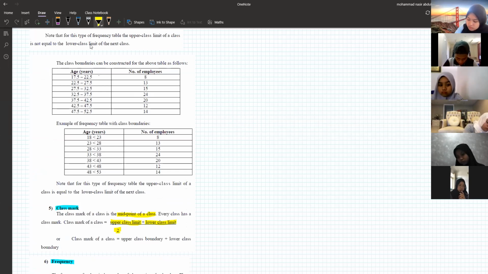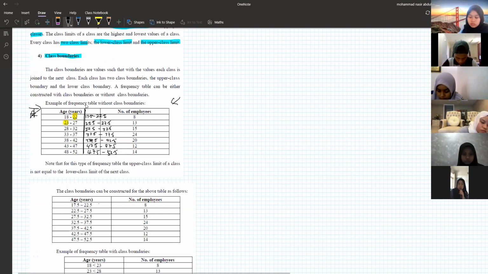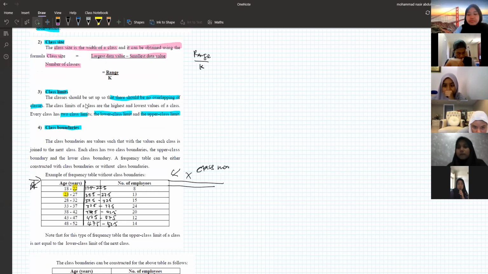Or if you have a class boundary, you just add upper class boundary plus lower class boundary divided by 2. Same as class limit also. So now, looking at this table, right? If you want to find the class mark, for this table.